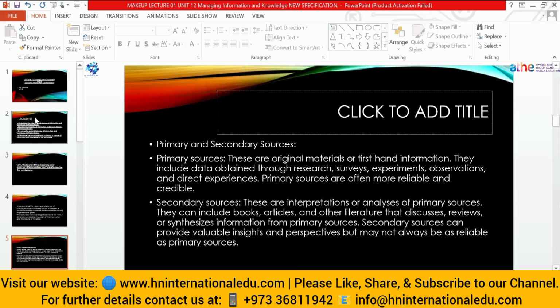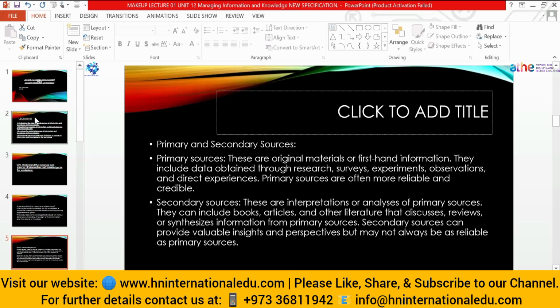And direct experience is the way you experience by your own self. However, secondary sources are interpretations or the analysis of primary sources. You people know that the description of the command verb analysis is all about importance, significance, positive and negative aspects, with that in detailed depth.